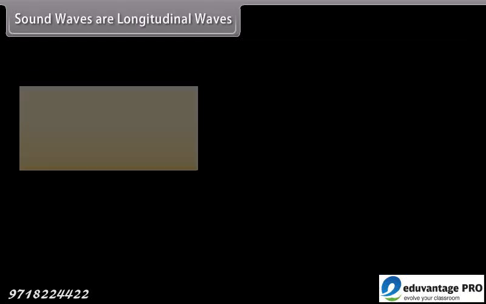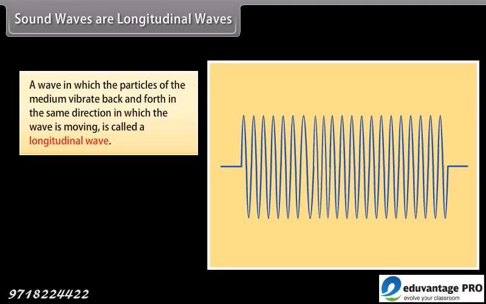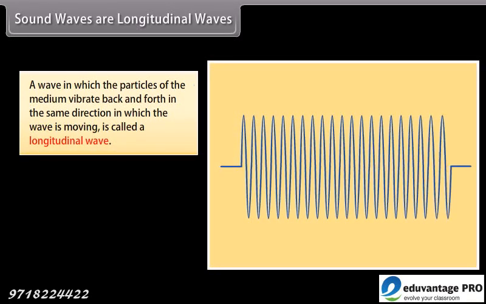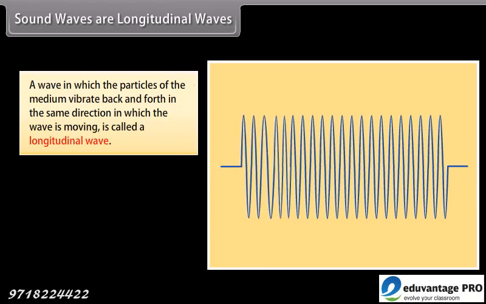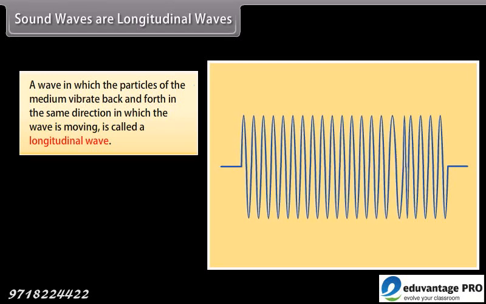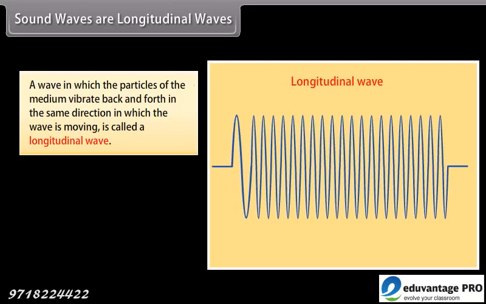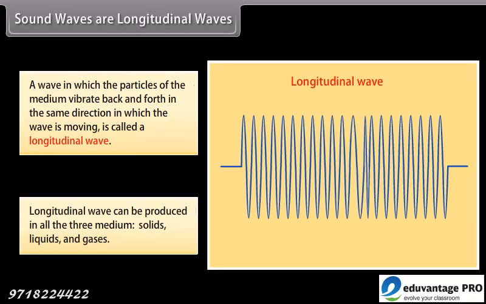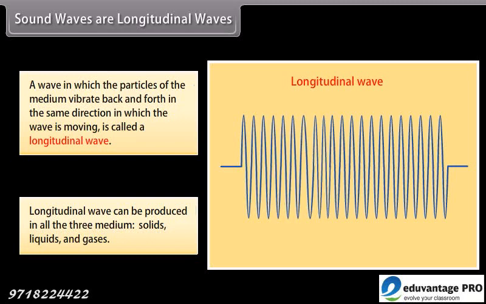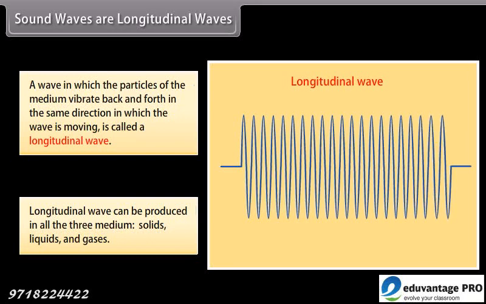Sound waves are longitudinal waves. A wave in which the particles of the medium vibrate back and forth in the same direction in which the wave is moving is called a longitudinal wave. Longitudinal waves can be produced in all three mediums: solids, liquids, and gases.